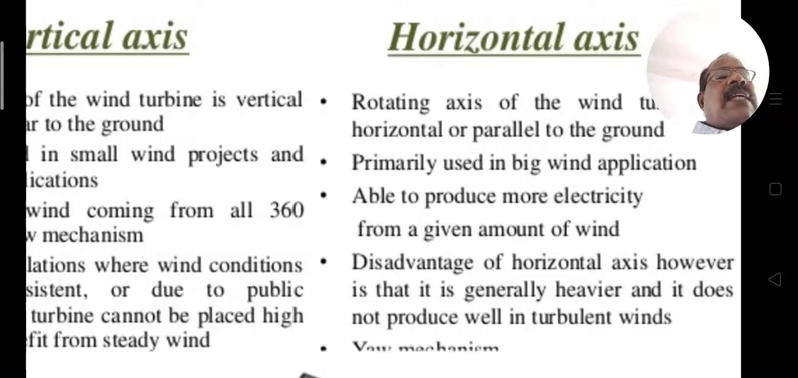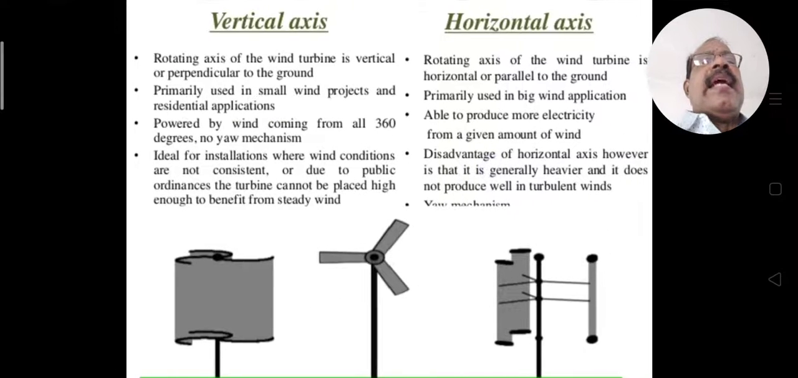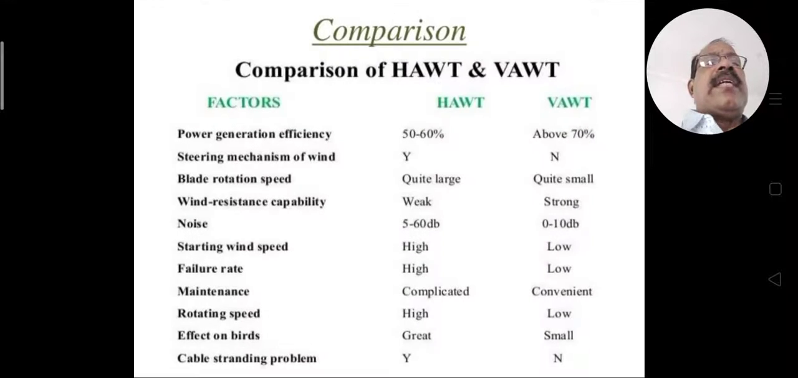The disadvantage of the horizontal axis, however, is that it is generally heavier and does not produce well in turbulent winds. Overall, the horizontal axis system has more advantages than the vertical axis system. It is primarily used in big wind applications and is able to produce more electricity. These are the vertical axis and horizontal axis wind turbines.